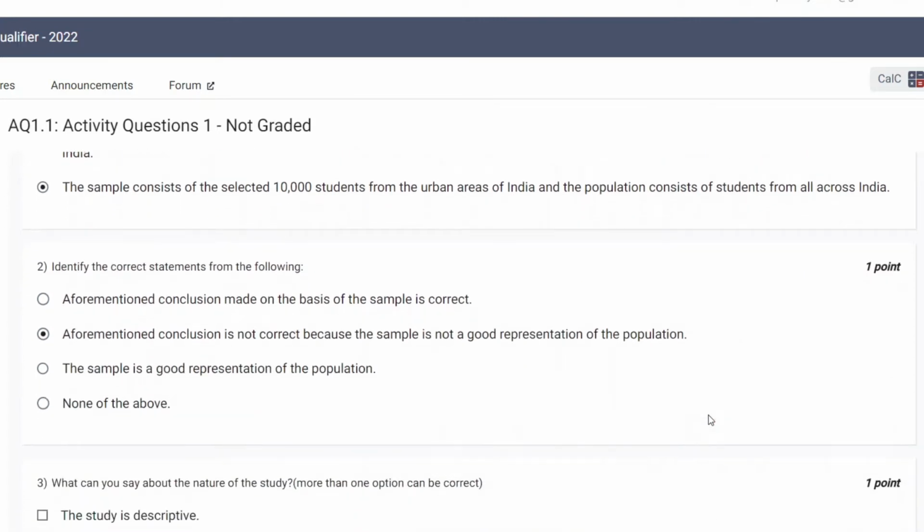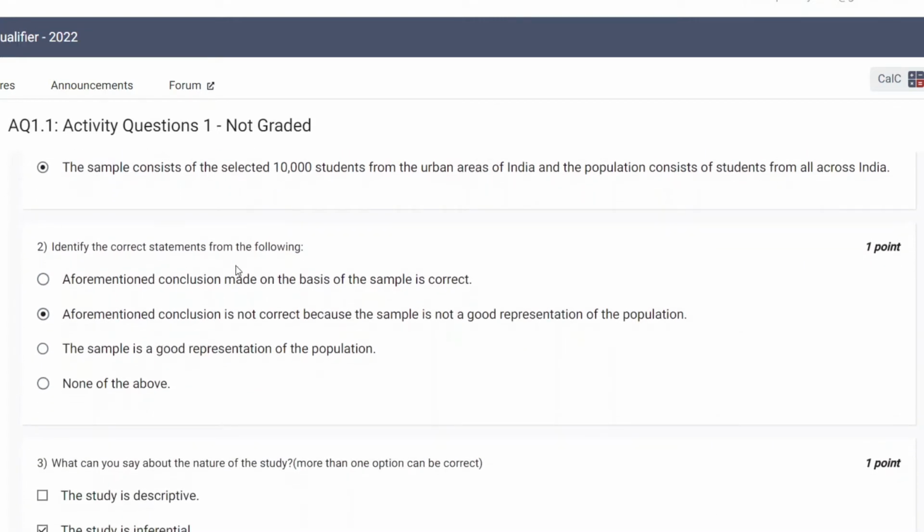Let's see the second question. Identify the correct statement from the following. Aforementioned conclusion made on the basis of the sample is correct? No. Aforementioned conclusion is not correct because the sample is not a good representation of the population. Yes, it is right because it is selected from only urban areas, not from whole India.